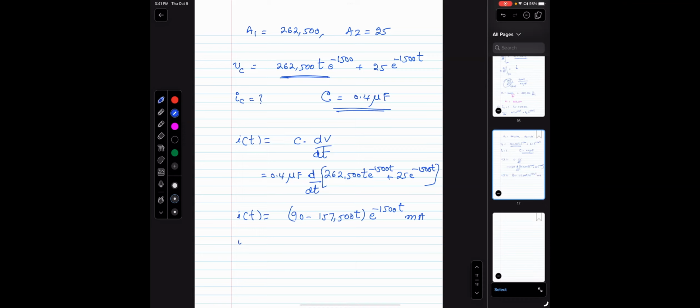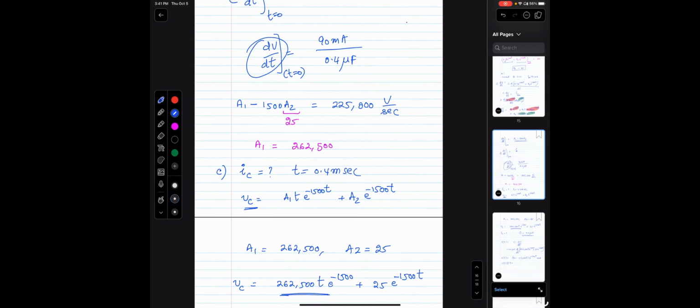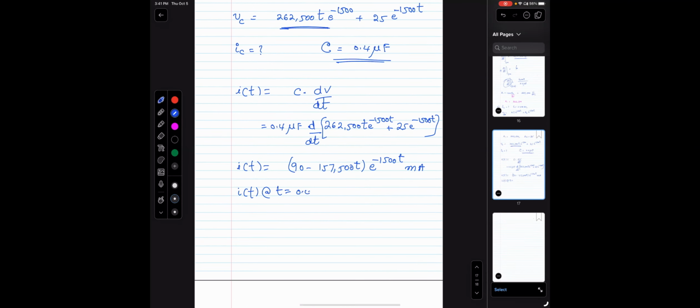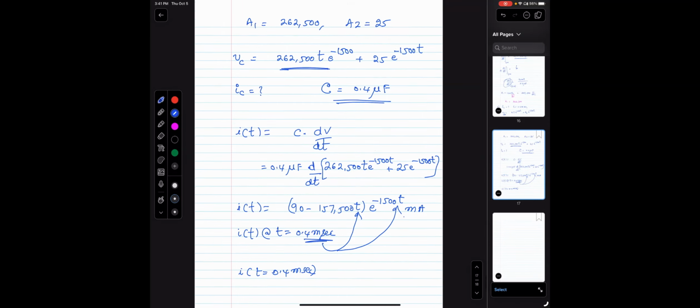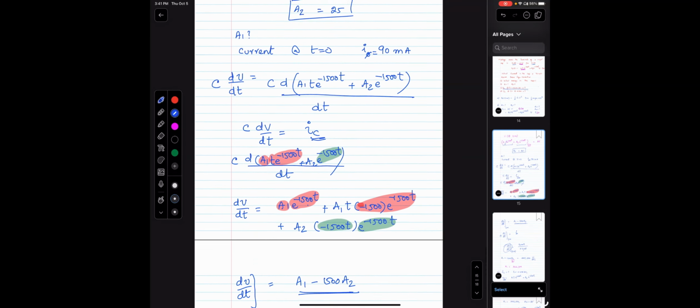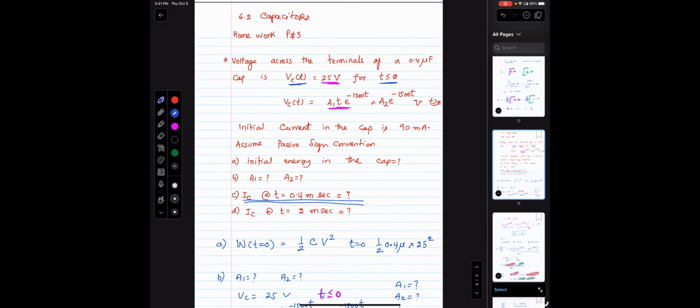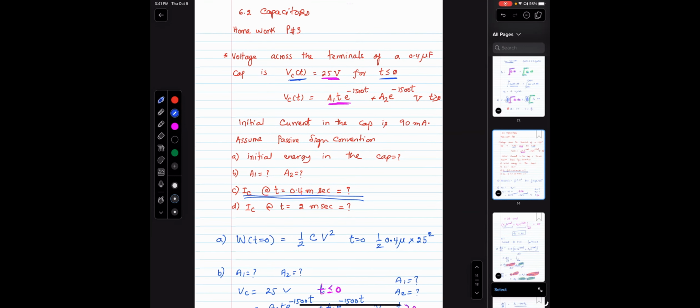So in order to find I of t at t equals 0.4 milliseconds, you plug that into the t value, and then you should see the value of I of t at 0.4 milliseconds. I leave those parts as an exercise to you. I have still shown you the steps that you need in order to solve what looks like a complicated problem, which really is not complicated. It's a simple problem following step by step.